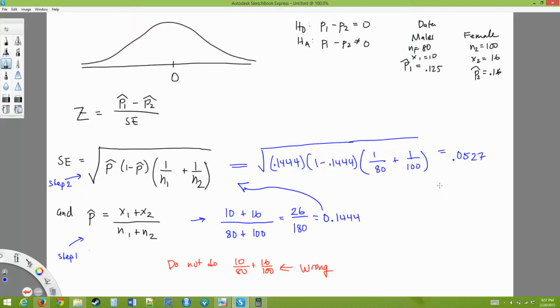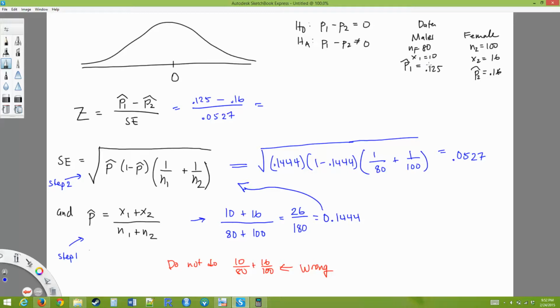Okay? Don't get lost in the formulas. Overall concept is the same. I'm going to say that over and over and over again because that's the truth. If you can keep track of what you're doing, you'll be okay. So now, all we're going to do is plug in the values that we know. What is P1 hat? 0.125. What is P2 hat? 0.16. Divided by my standard error, which is 0.0527.